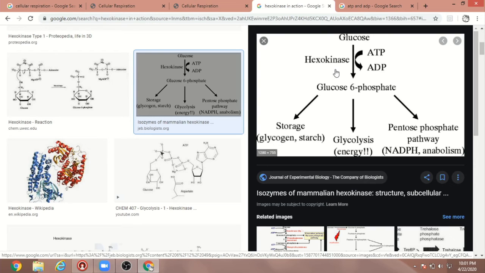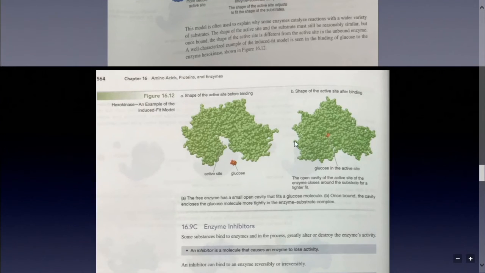Okay, so pretty cool, huh? Hexokinase does that, but hexokinase is one of those that is like an induced fit sort of thing. Like it gets in here and then it changes its shape. And my hypothesis is, and you can correct me if I'm wrong, that once it changes shape, that's when it can grab the phosphate and jam the phosphate onto the glucose.